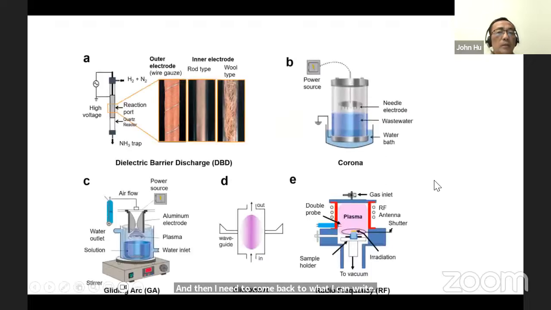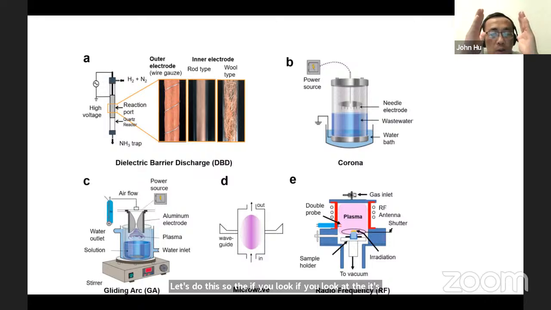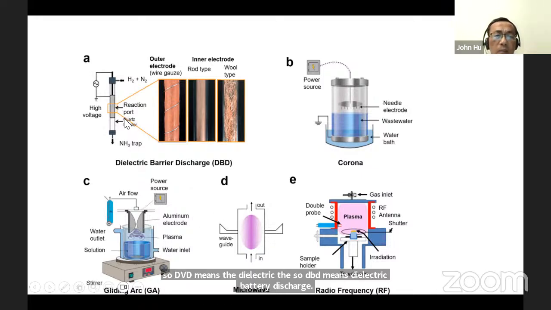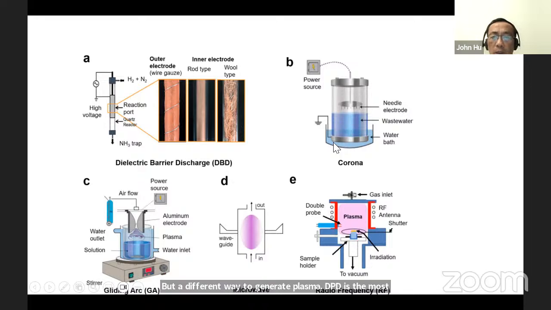Okay, let's do this. If you look at it, it's called the DBD. I'm pretty sure Dr. Anand talked about how you generate the plasma, how you run the DBD type of reactor. DBD means dielectric barrier discharge. It's a different way to generate plasma. DBD is the most popular generation. As I mentioned, you can have different ways to generate plasma. There's another one called corona discharge.